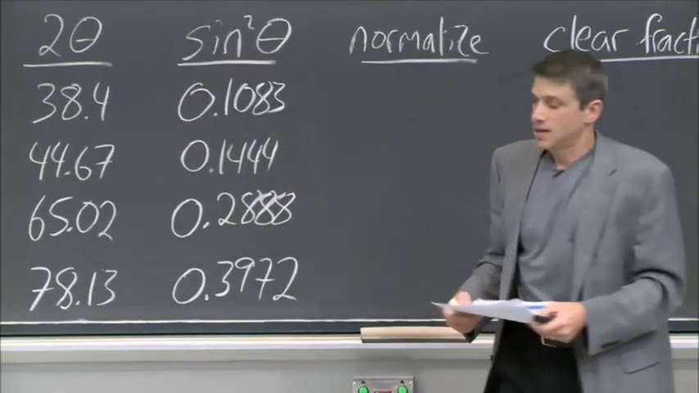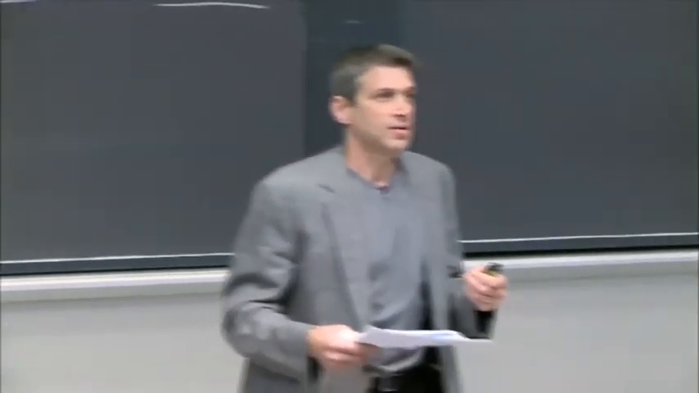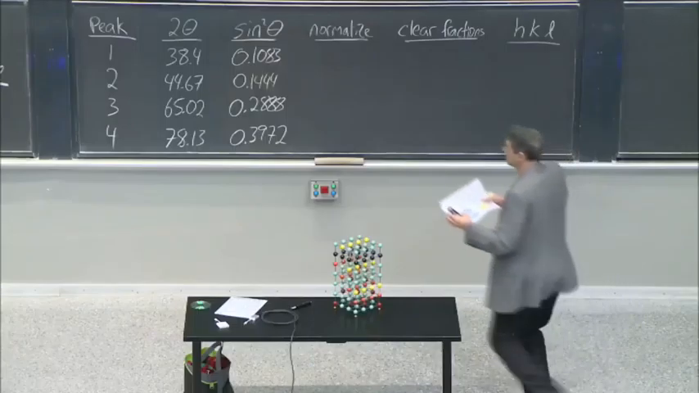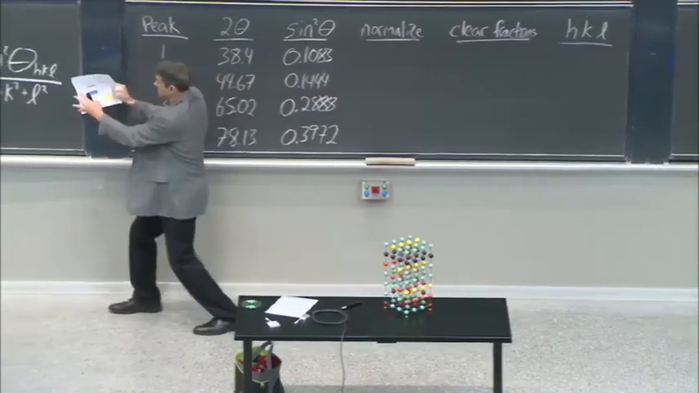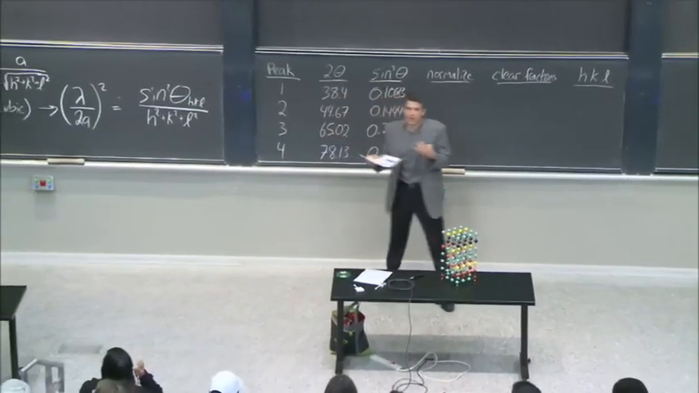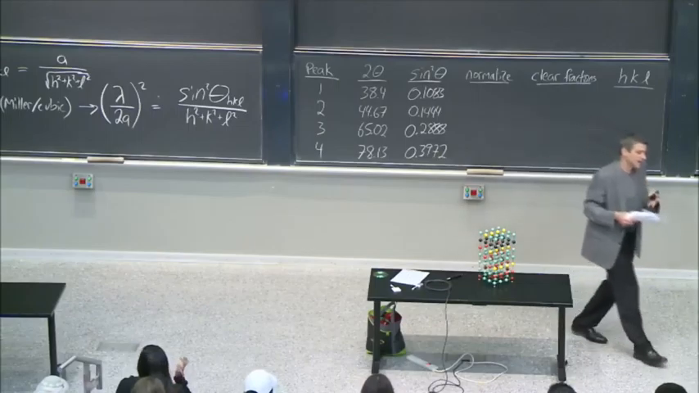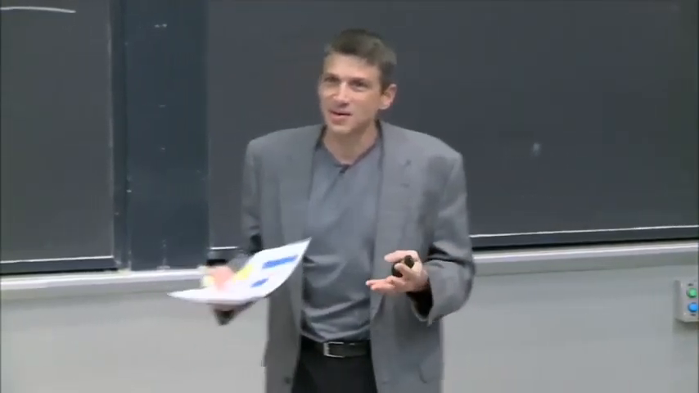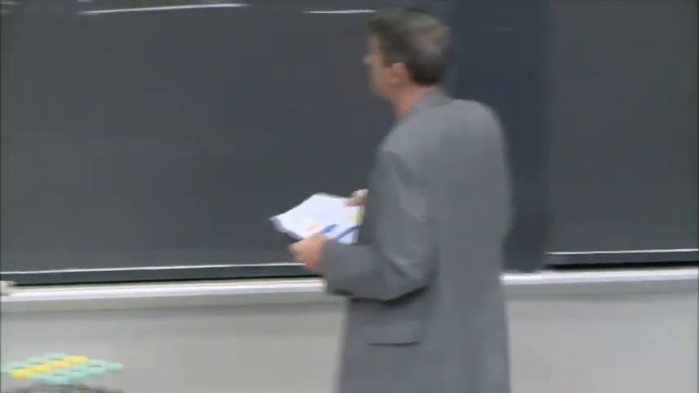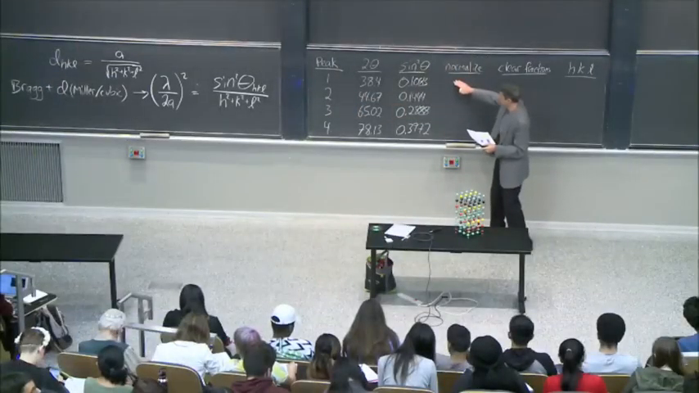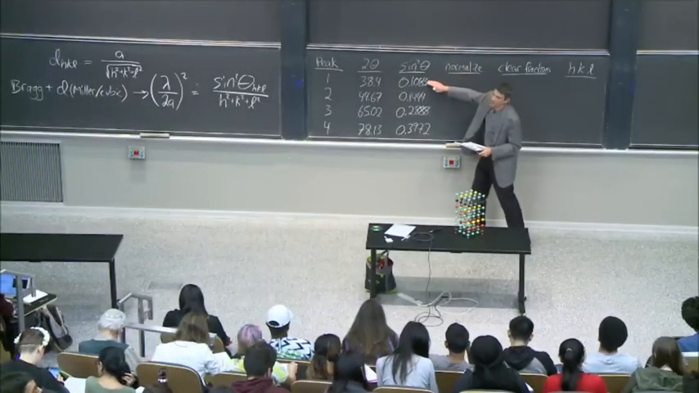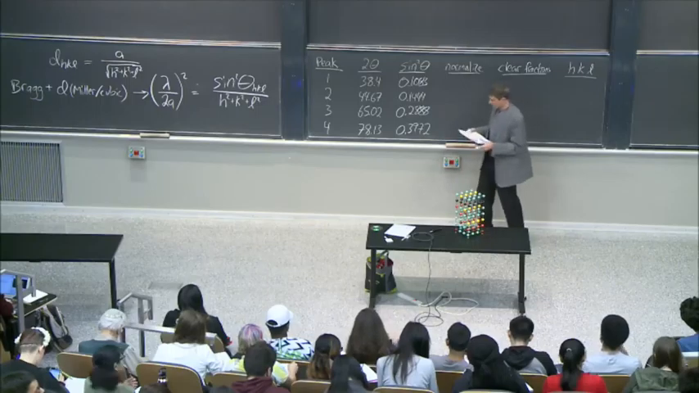Okay, there it is. And then we have our recipe. And I gave you this recipe as a way to keep this constant, right? It's an easier way to do it if you scale and clear fractions. It's just easier, right? So that's why I've given you that recipe. So let's do that. So first we normalize. What does that mean? Well, you have the smallest value of sine squared theta. I'm just going to divide everything by that.